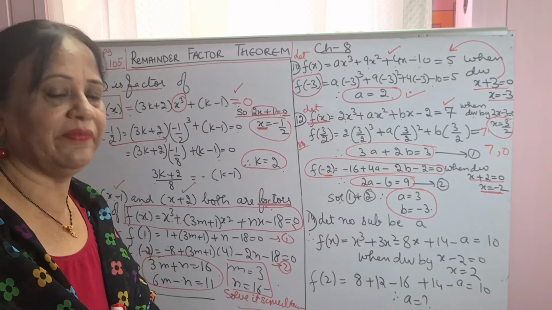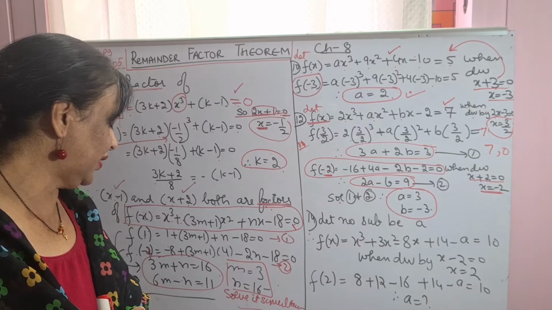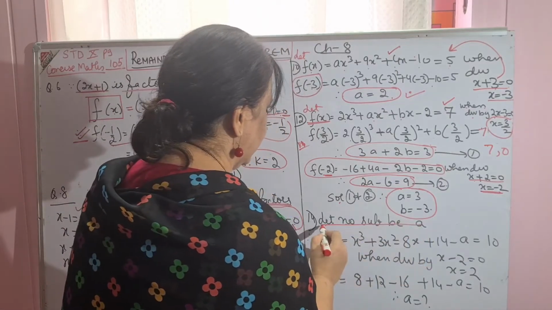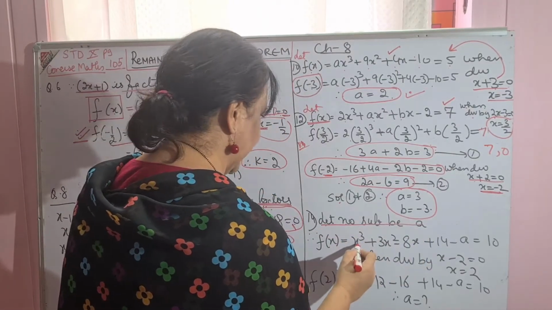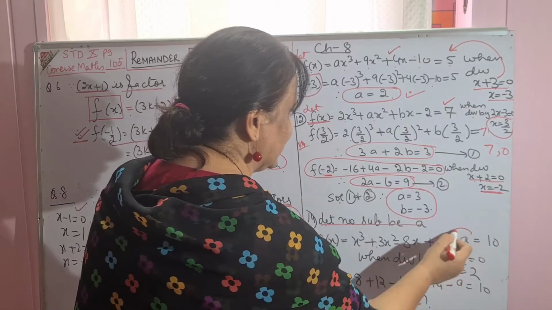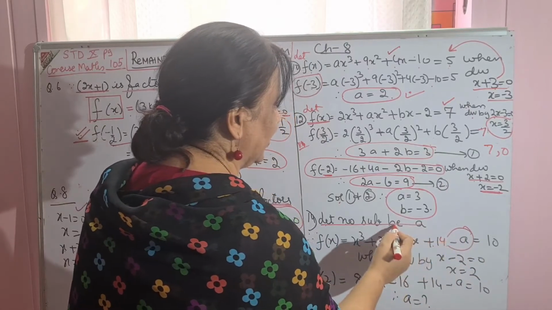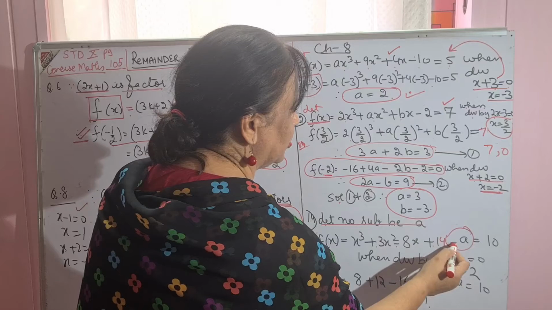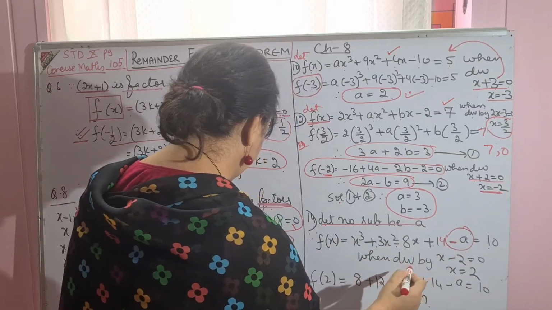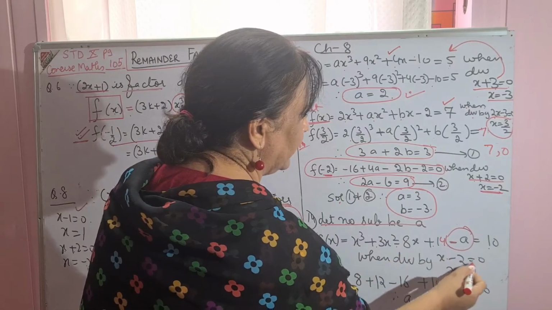This question is also very very important and has been coming in the last 2 years. What number should be subtracted from the polynomial? Let the number subtracted be A. So f(x) is equal to x cube plus 3x square minus 8x plus 14 minus A. Since it is subtracted, minus A, and the remainder is equal to 10. Then when divided by x minus 2, x minus 2 is equal to 0, or x is equal to 2.